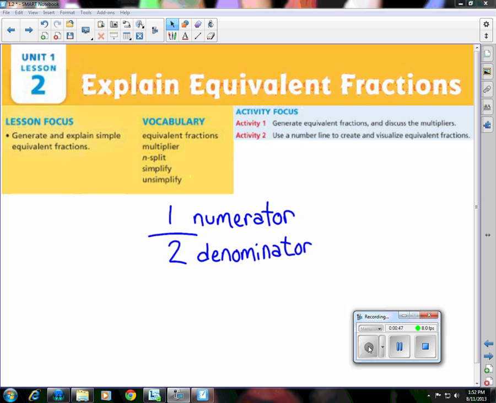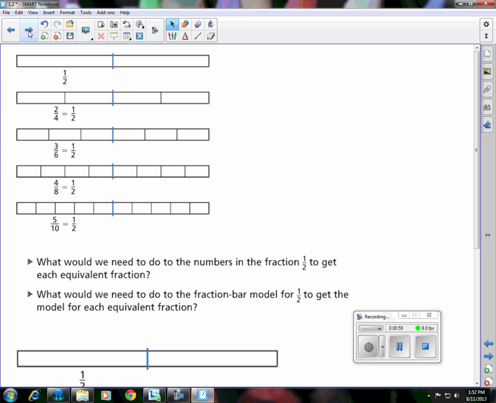I wanted to refresh your memory and remind you that in the fraction on the screen, the numerator is 1, the denominator is 2, and that makes for a fraction. So keeping those terms in mind as we go along. Okay, so these are some fraction bars. You can see a half. We're saying here that 2/4 is equal to 1/2.